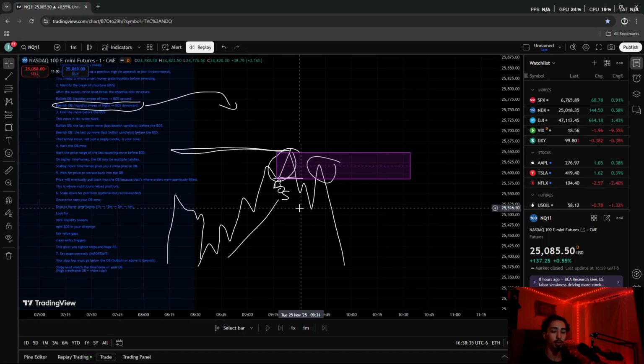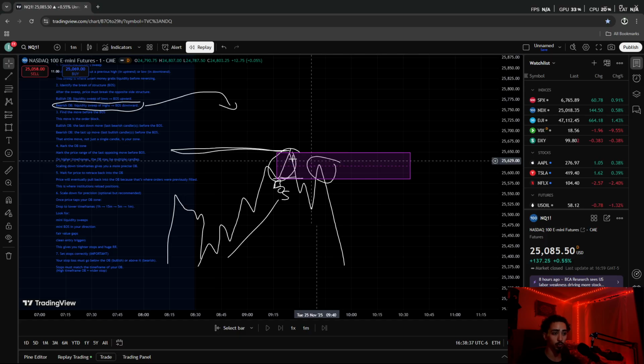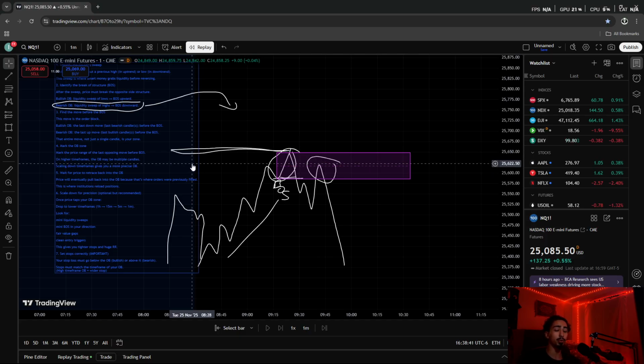Okay. What happened? Price came back up into the order block. On a higher time frame, it might be multiple candles, but I'm gonna teach you guys how to mark the most precise candle. Price will eventually pull back into the order block because that's where orders are previously filled. This is where institutions reload positions. Scale down for position, optional but recommended.